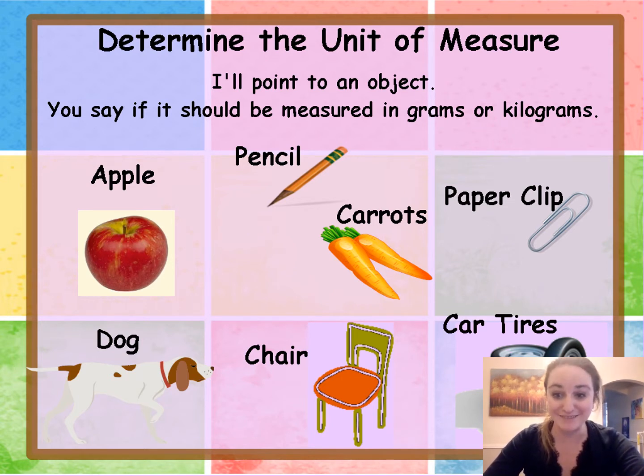A chair. A chair should be measured in kilograms. Again, it's also big enough for that. Car tires. A car tire should be measured in kilograms. It's big enough for that. Grams are the smaller measurement, and so we should measure small things with grams, and we should measure big things with kilograms.